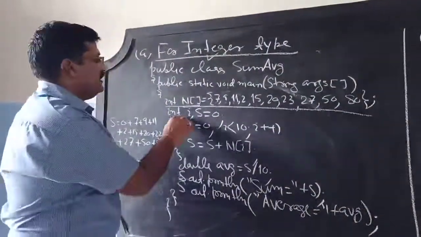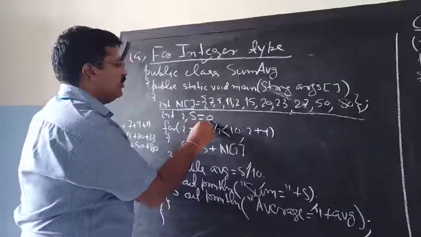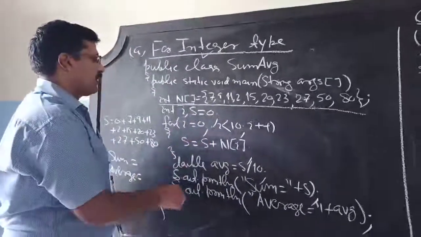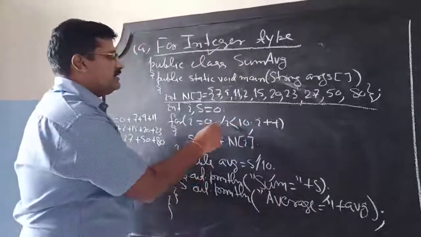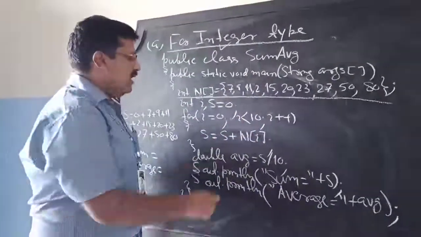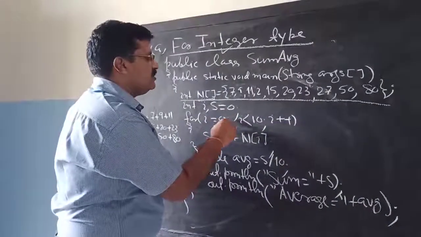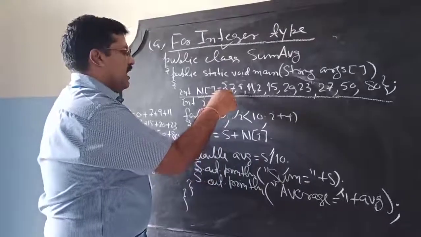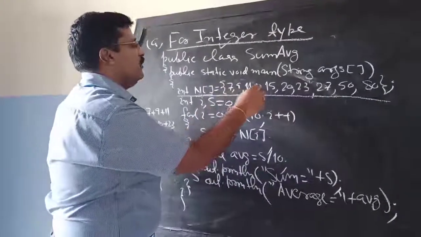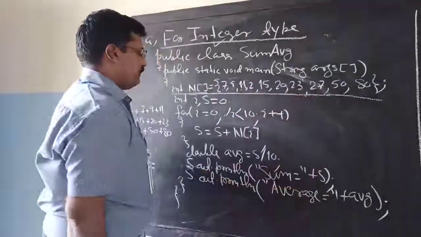Alright. Now int i is the index variable, and s equal to 0 to find the sum. We run the loop for i equal to 0, i less than 10. i less than 10 means till 9. This loop will run from 0 till 9. Why 0 to 9? Because n0, n1, n2, n3, n4, n5, like this.